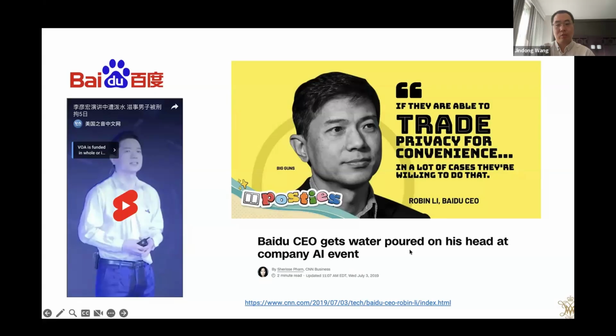But unfortunately, in 2019, you see, this is a news link from 2019. He made this kind of assertion saying that if Chinese people are able to trade privacy for convenience, in a lot of cases, they are willing to do that. So he basically says Chinese people don't pay attention to privacy, which I would say is true. Because actually most Chinese people don't care about privacy, but with many teenagers and youth growing up, we know that privacy is becoming more and more important.